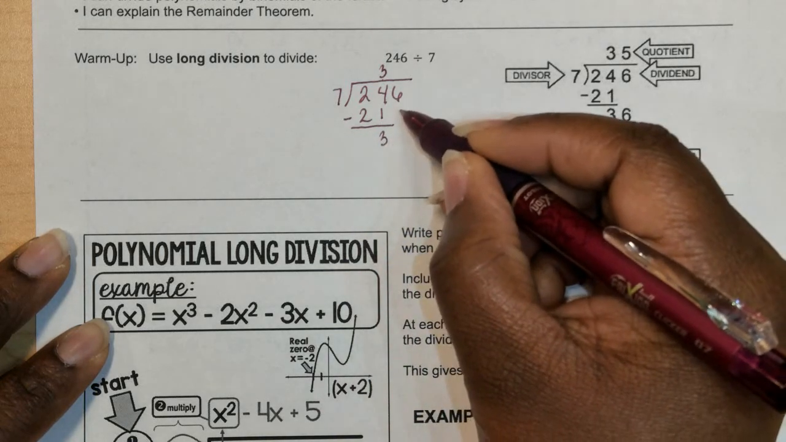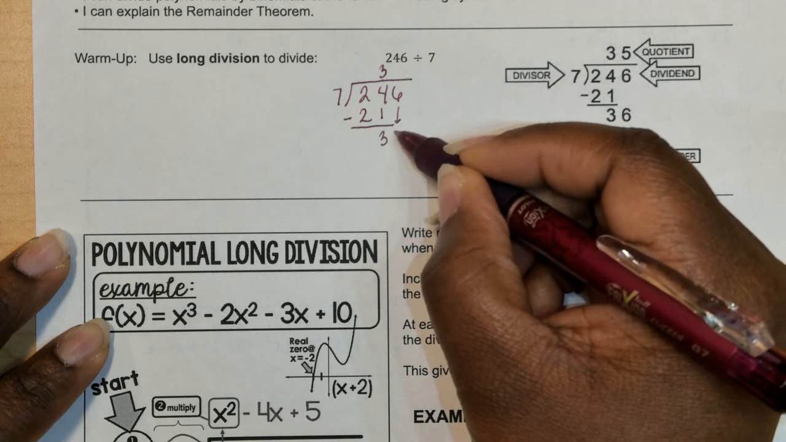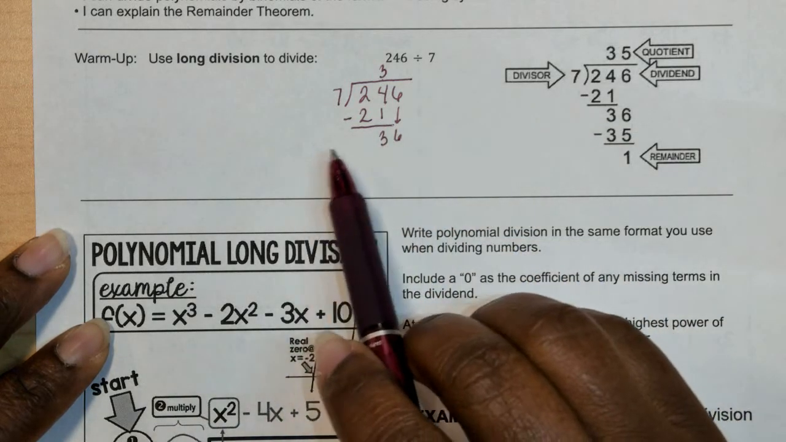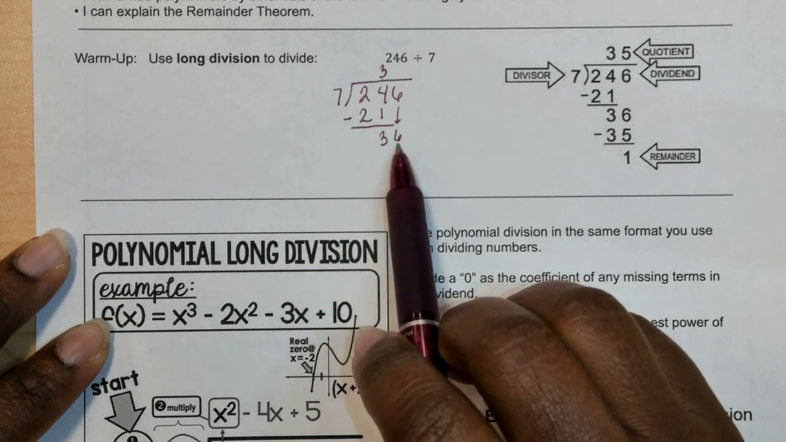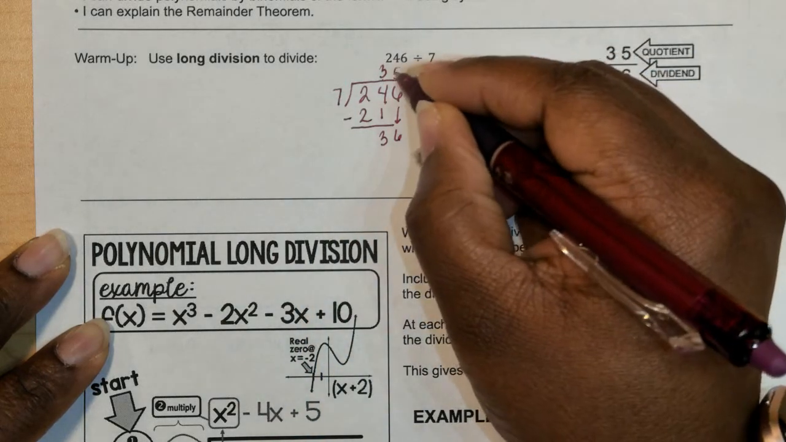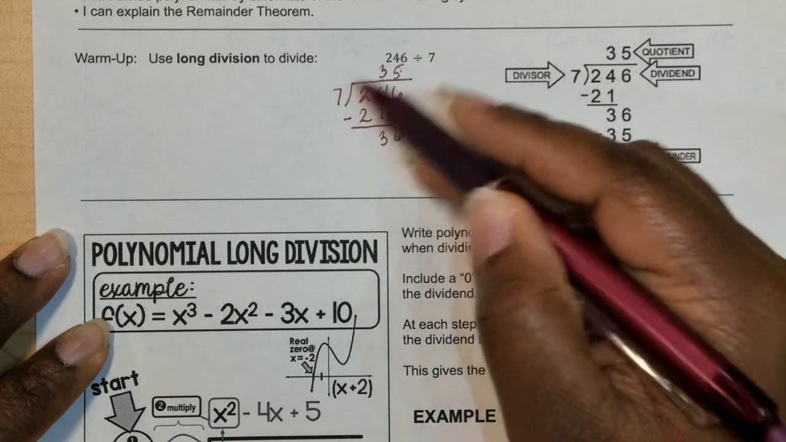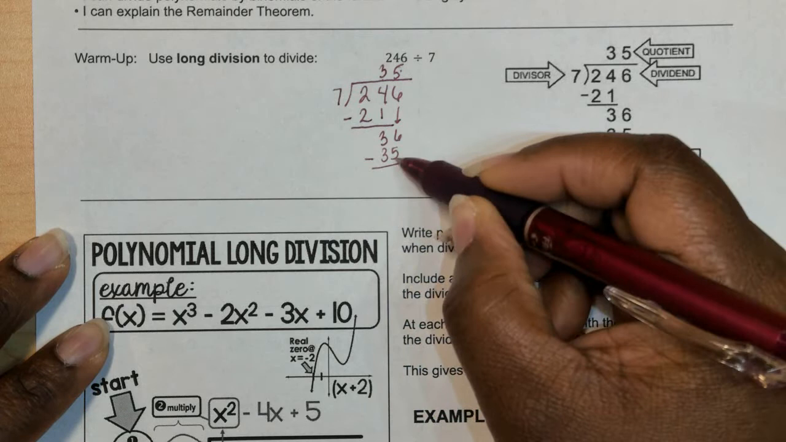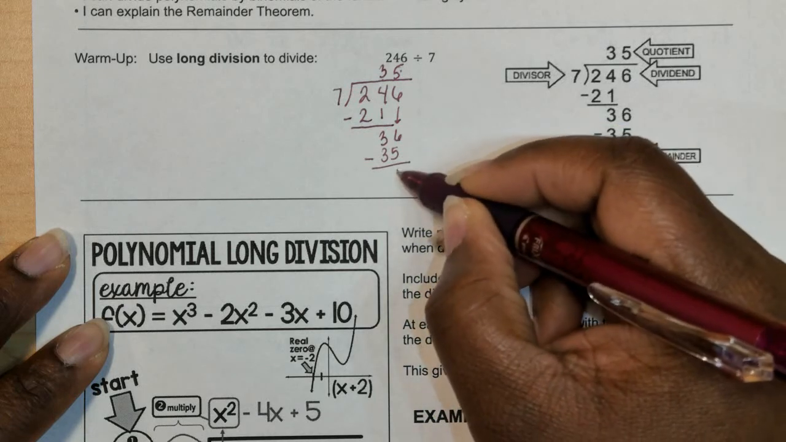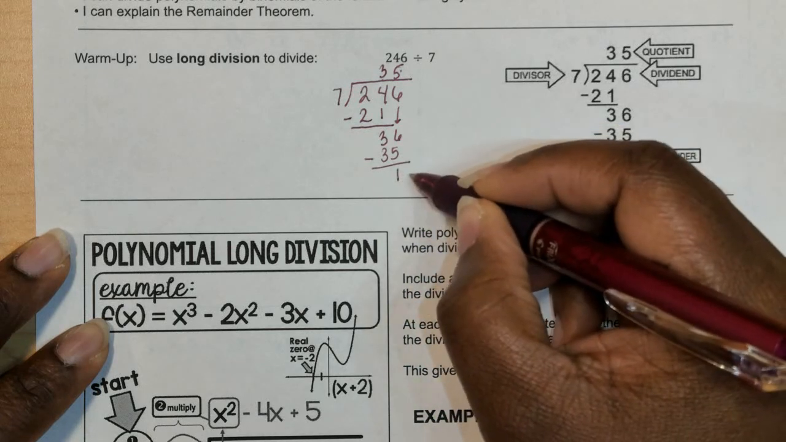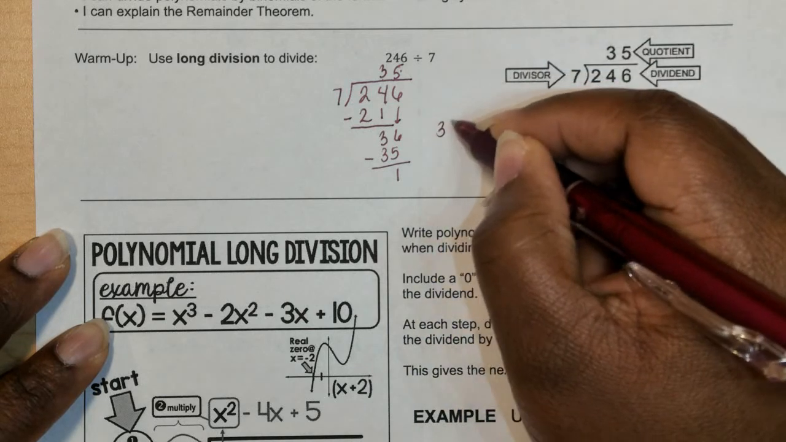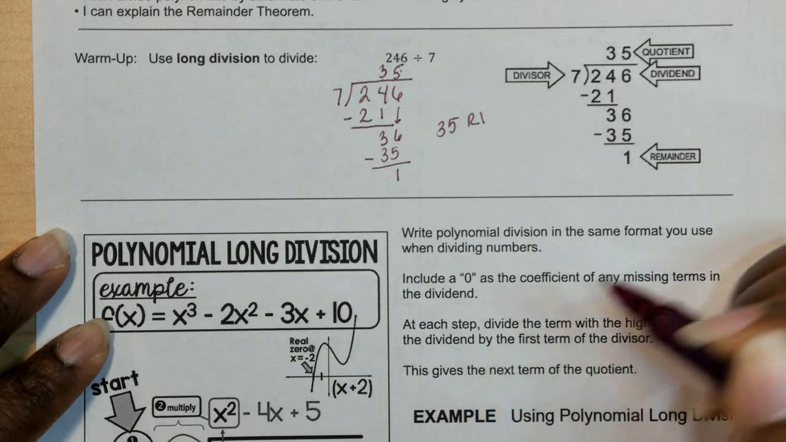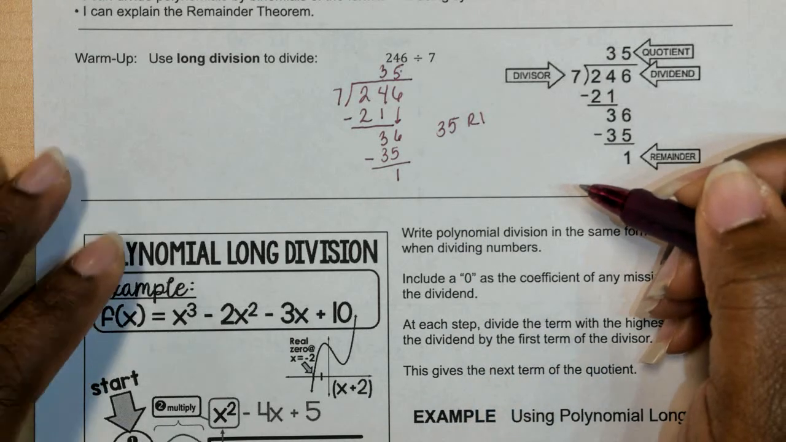And in order to keep the process going, we will bring the 6 down. So now our new dividend is 36. So we're saying, how many times does 7 go into 36? And that answer is 5. 5 times 7 is 35. And then again, you subtract. From that subtraction, you end up with the number 1, and that number 1 is your remainder. So we can write our answer as 35 remainder 1. Alright, so that's how that works.